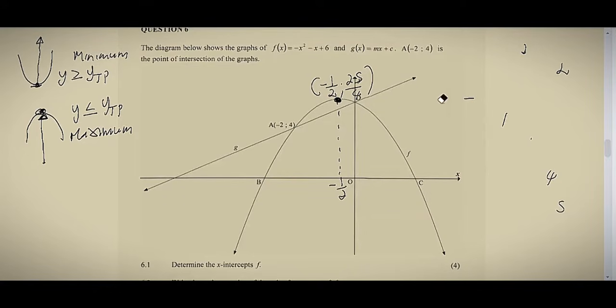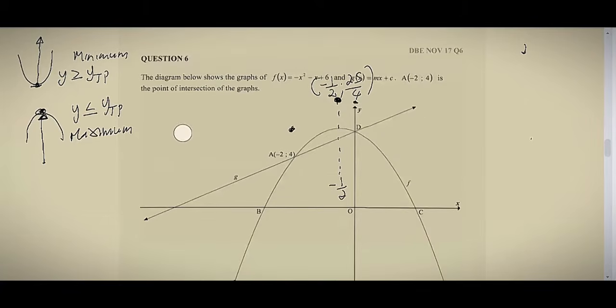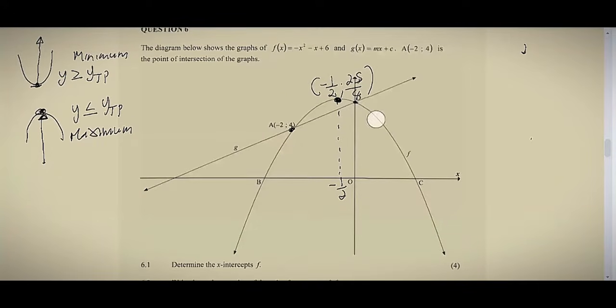So note that we've already found the coordinates of the turning point, but the graphs of f and g intersect at 2 points. It intersects at the point A here, but then again it also intersects at this point here, which is an intercept. Now, in order to find that, we will need to calculate the value for d there, right? So how do we calculate the value of d?